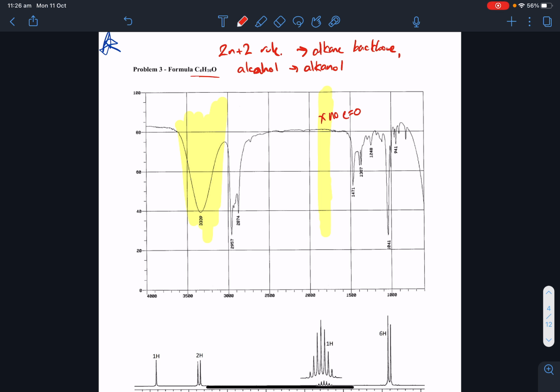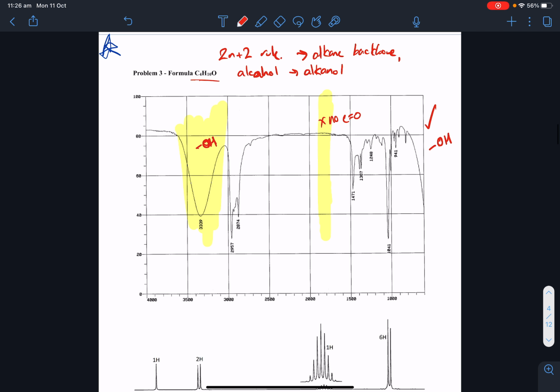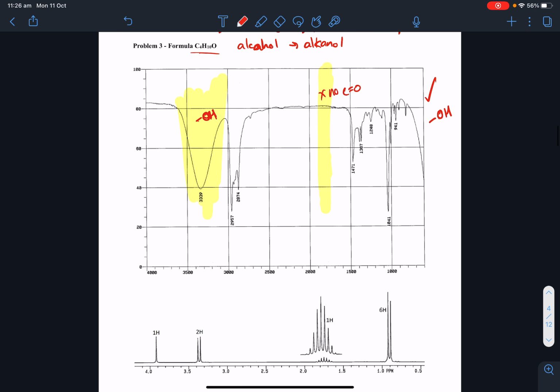We've got a nice wide one there around 3400. That's telling us that we've got an alcohol. It's not the widest that you've seen. You get a wider one with the carboxylic acid, but you also get that carbonyl there too. So it's confirming that we do have an alcohol. Okay, the IR spectrum saying, hey, you've got an alcohol. So we've got an alkane backbone C4H10O.